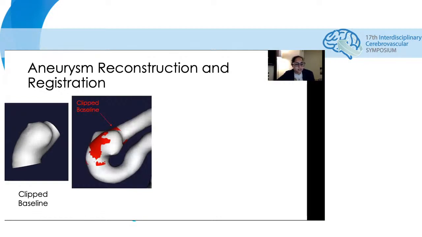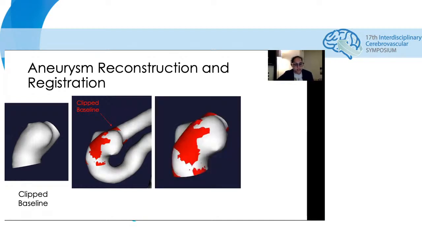So once we've clipped the baseline reconstruction, we can overlay the follow-up reconstruction and see in red the clipped baseline reconstruction and still see our clipping planes, so that we create new clipping planes on the follow-up reconstruction and effectively slice at the same areas on the follow-up images. So we can be sure that we're using the same anatomy to analyze the aneurysm volume itself.